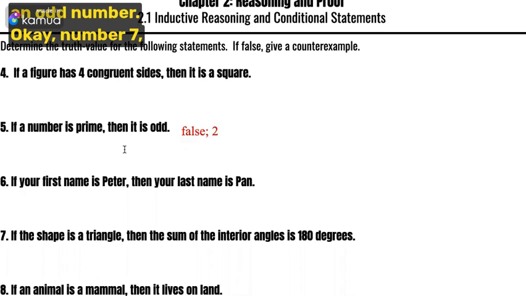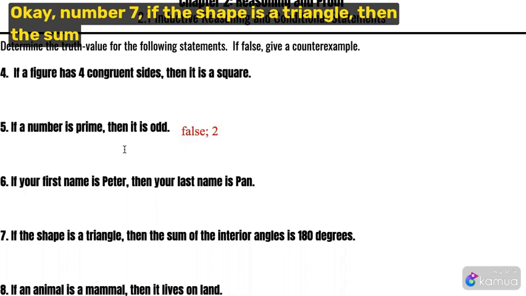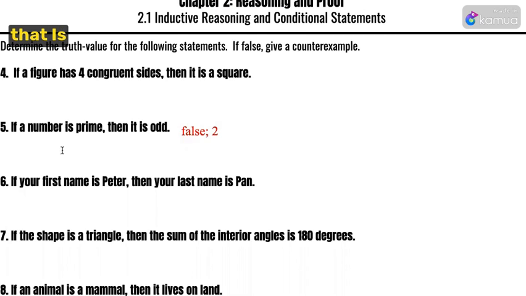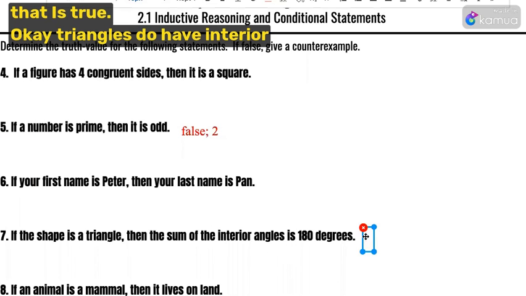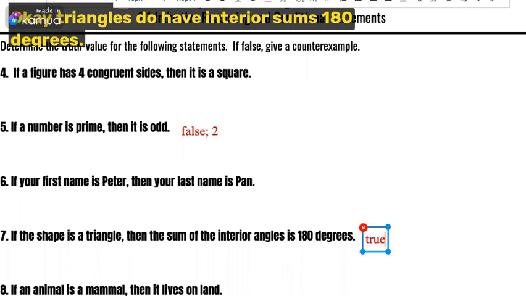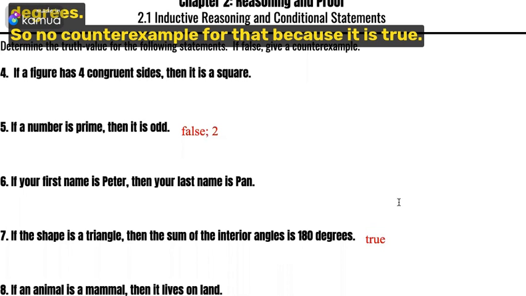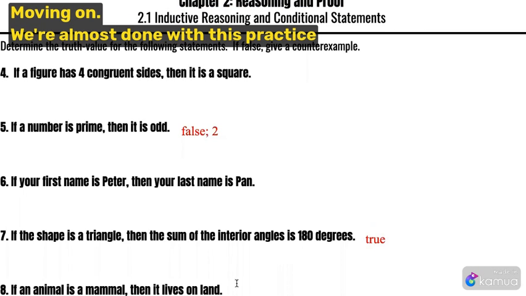Number 7, if the shape is a triangle, then the sum of the interior angles is 180 degrees. And that is true, okay? Triangles do have interior sums of 180 degrees. So no counterexample for that because it is true, okay? Moving on, we're almost done with this practice set.